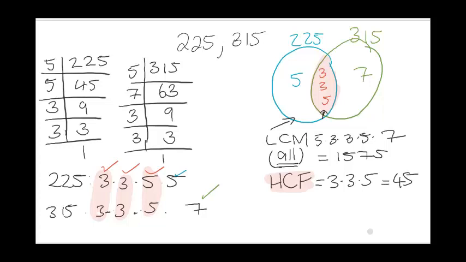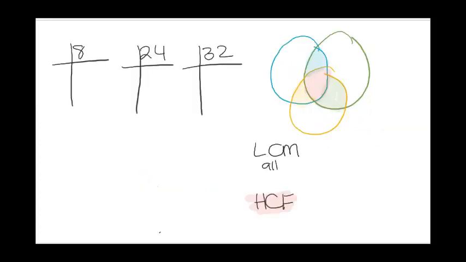Just want to show you again, where do we get our numbers? Our 3, 3, 5 are the ones in the middle, and then our blue number is the 5, and our green number is the 7.